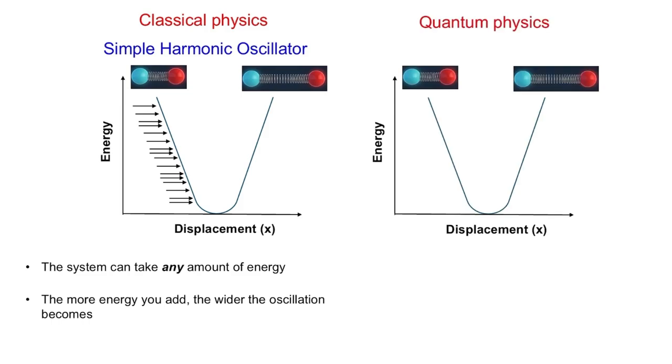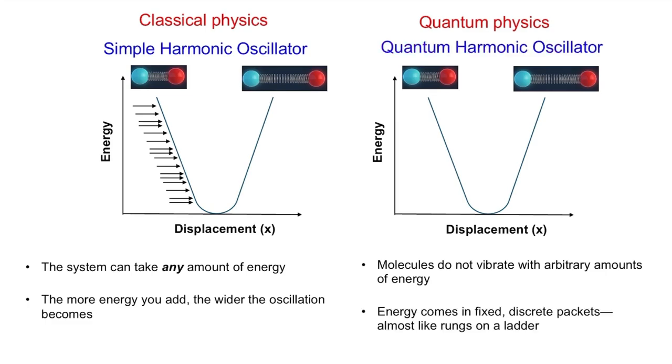Molecules do not vibrate with an arbitrary amount of energy. You cannot just give the system a little extra energy and expect the bond to stretch proportionally. Instead, molecular vibration behaves like a quantum harmonic oscillator, where energy comes in fixed, discrete packets, almost like rungs on a ladder. The molecule can be on the first rung, or the second, or the third. It can never land in between them.